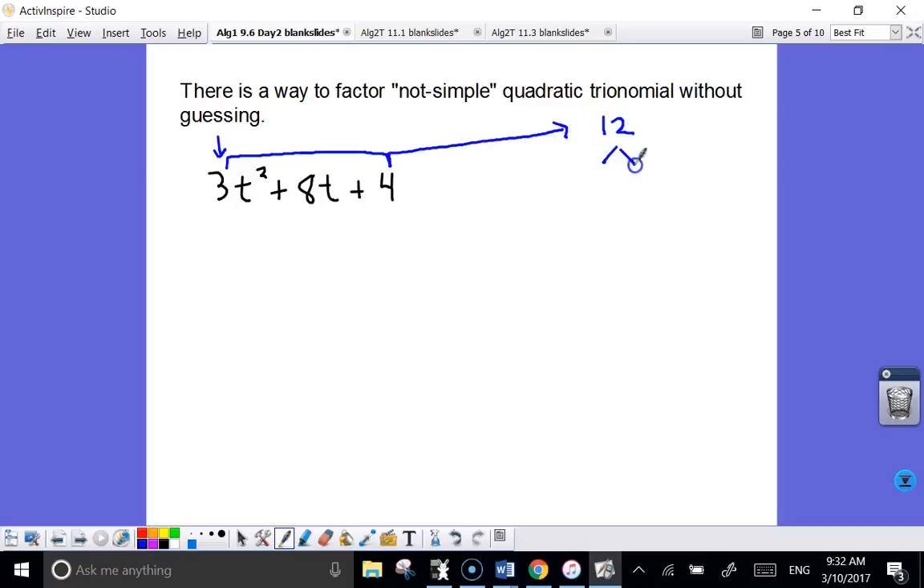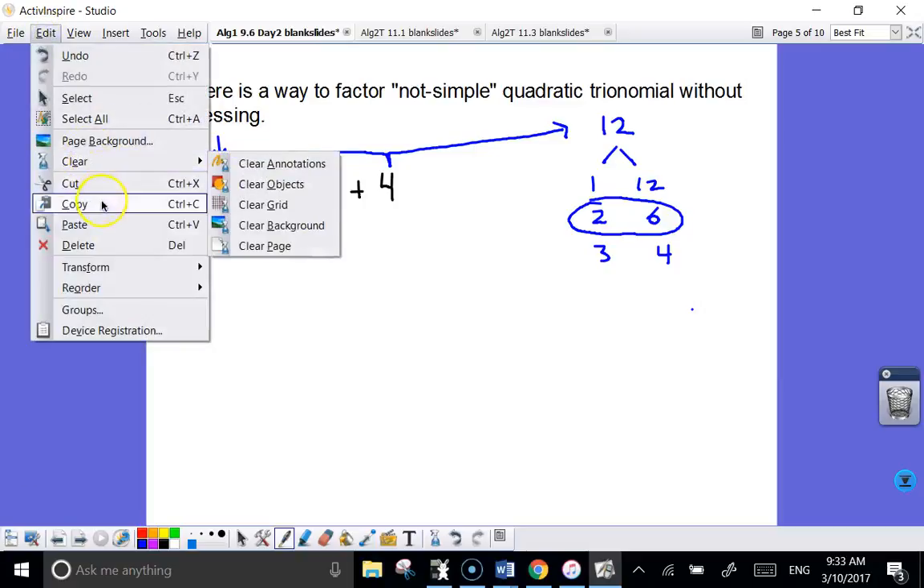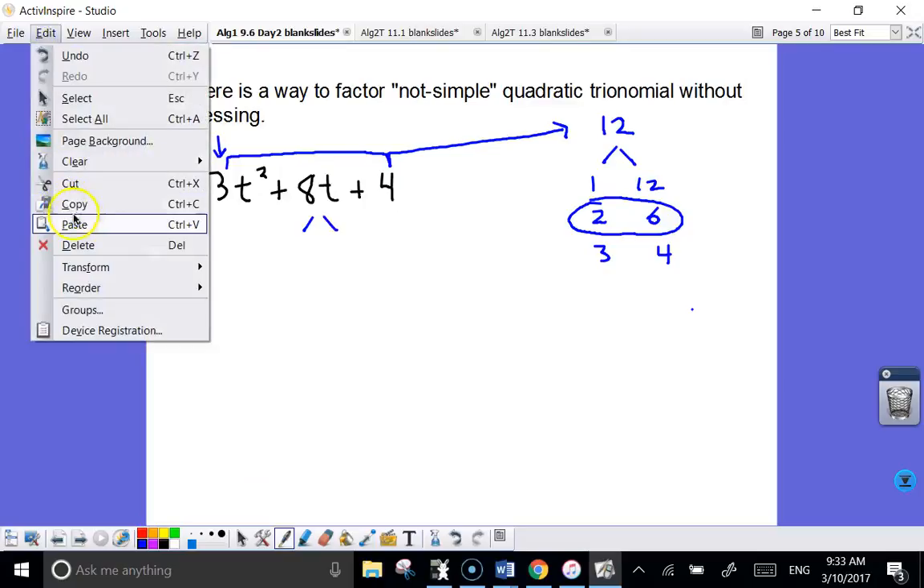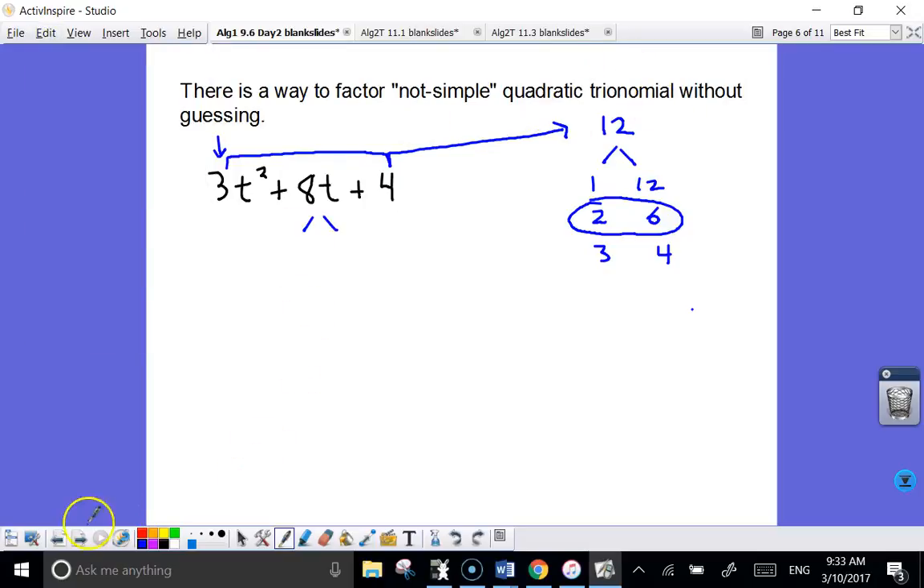Then you find the factors of 12 that add up to 8. The factors of 12 are 1 times 12, 2 times 6, and 3 times 4. Since it's a positive 12 and a positive 8, we know all the numbers here are positive. Which pair of numbers adds up to 8? 2 and 6, right? That doesn't mean you just go x plus 2x plus 6. That means you have to split up the middle term. Let me do this. Edit, copy. Edit, paste. And go backwards.